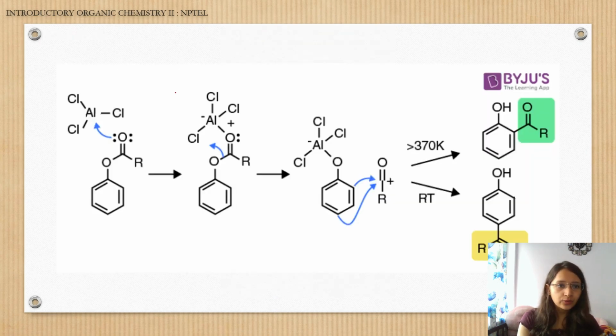See, this is the Lewis acid, as you know, aluminum trichloride. So what will happen here is this oxygen, as I have told you previously many times, in the carbonyl group, the carbonyl carbon is electrophilic but the oxygen is nucleophilic.